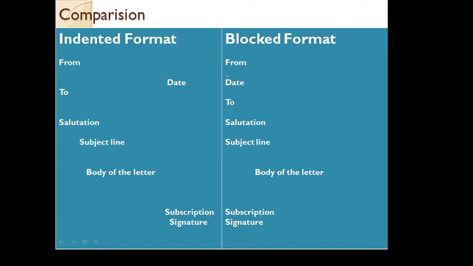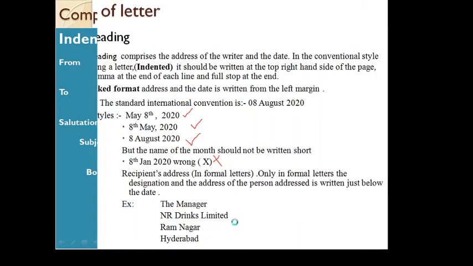So here we do not use any punctuation marks. Punctuation marks are omitted in the address, date, and subscription. Here we use punctuation marks in the address. In a personal letter we write the address on the right side. Here we use commas and at last a full stop. But here we do not use any punctuation marks. Remember this rule. Let's move to the next slide.